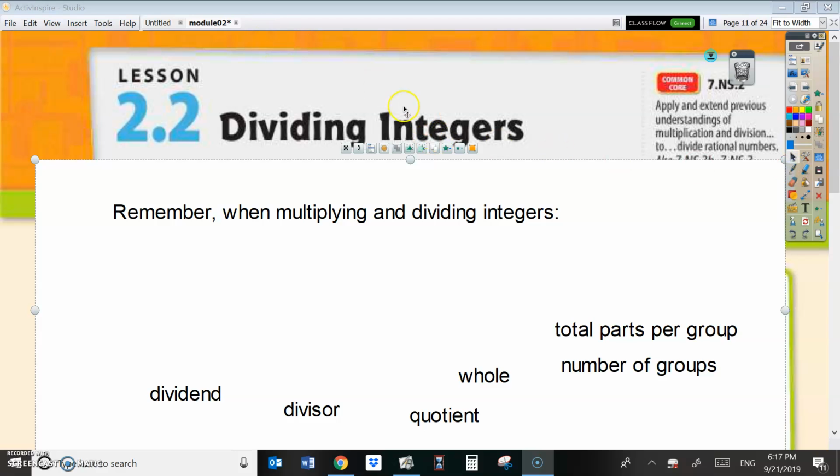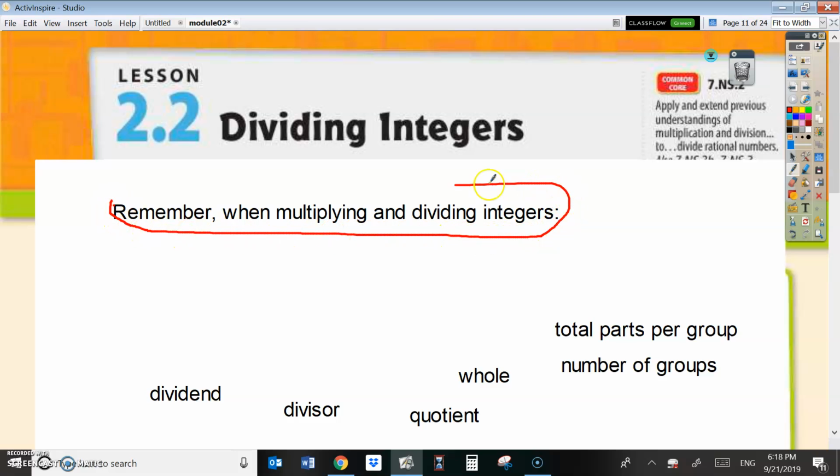Hello, dividing integers. Okay, let's remember a couple things. When multiplying and dividing integers, remember that good things happen to good people, and that's good. Bad things happen to bad people, and that's good. Bad things happen to good people, and that's bad. Good things happen to bad people, and that's bad. Remember that.